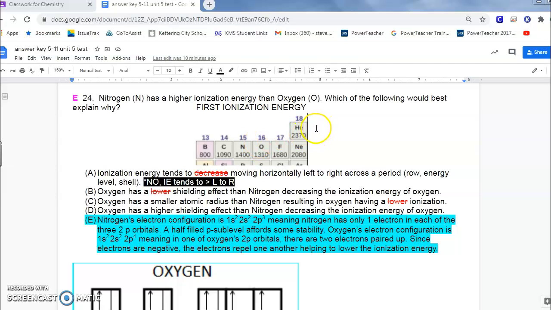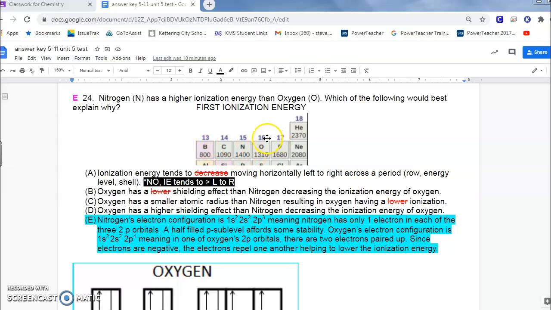Why? It says, which of the following statements explain why? Ionization energy tends to decrease left to right. No. It tends to increase left to right, so that doesn't explain it. Oxygen has a lower shielding effect than nitrogen. Shielding effect is when inner levels block the pull of the nucleus on electrons on the outermost level. Well, both nitrogen and oxygen are on the same level, so they have the same shielding effect.